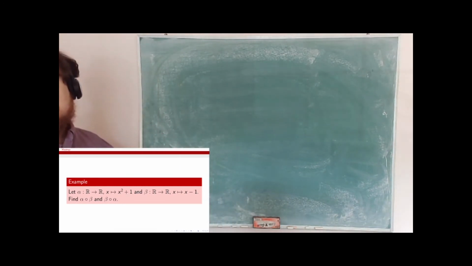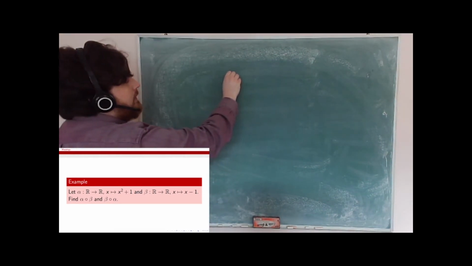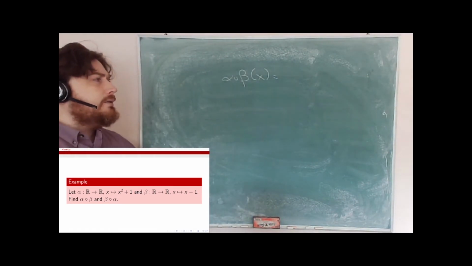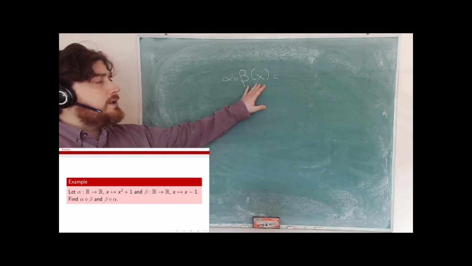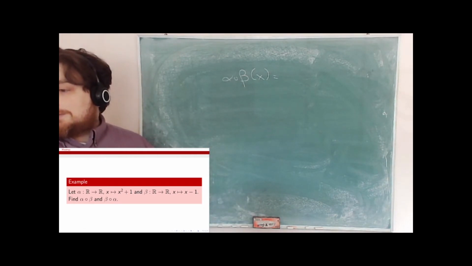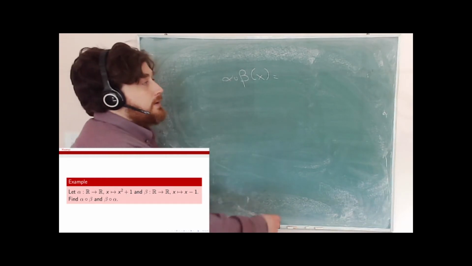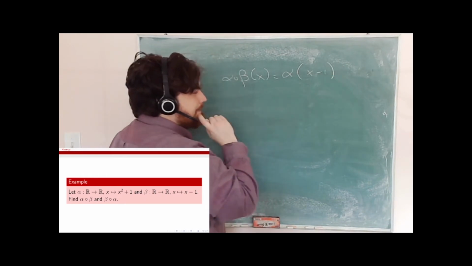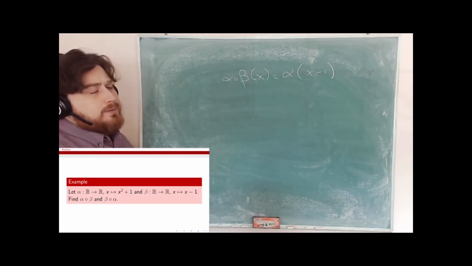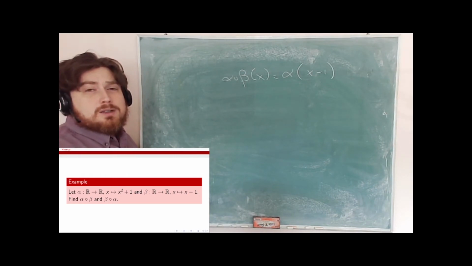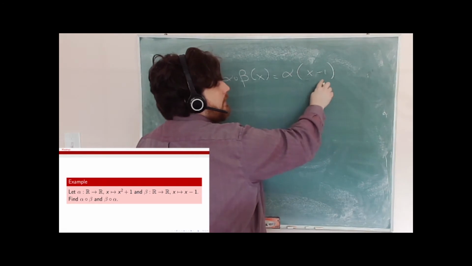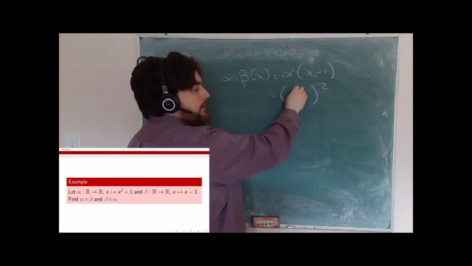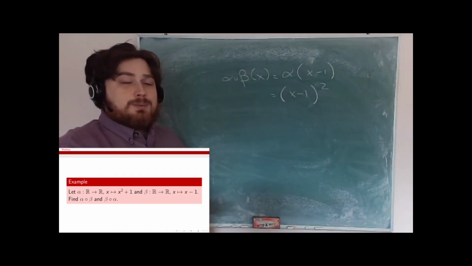And so what I want to do is find alpha of beta of x. For this example, beta of x is just equal to x minus 1. So what I get is alpha of, I plug x into beta, I get x minus 1. Now alpha of x is equal to x squared. So instead of x, we're going to plug this whole thing into alpha. And so I'm going to get x squared, but on the inside is x minus 1. So I end up with (x minus 1) squared.